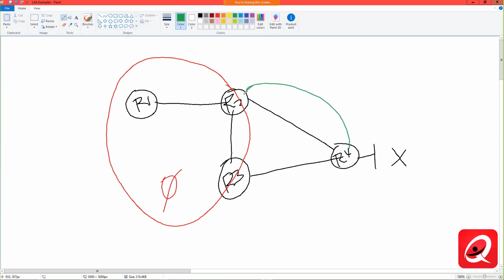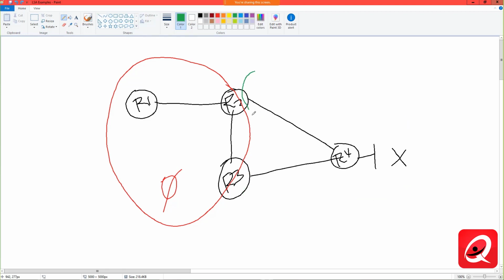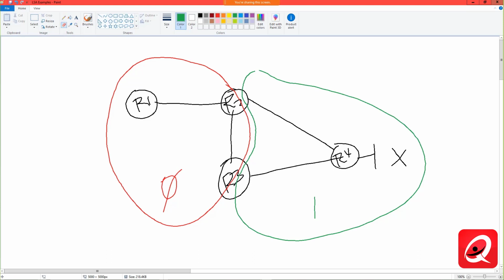Yeah, I could do that. 1. Oops. No, I don't want to do that. I've got to include network X. This is area 1. Okay? Do it one more time. I'm not doing a very good job of drawing this circle here. All right, so that's area 1. So router 2 and router 3 are area border routers. And they're both learning about network X from router 4.